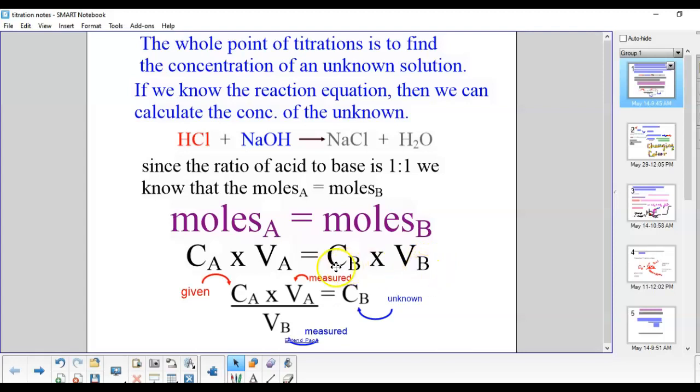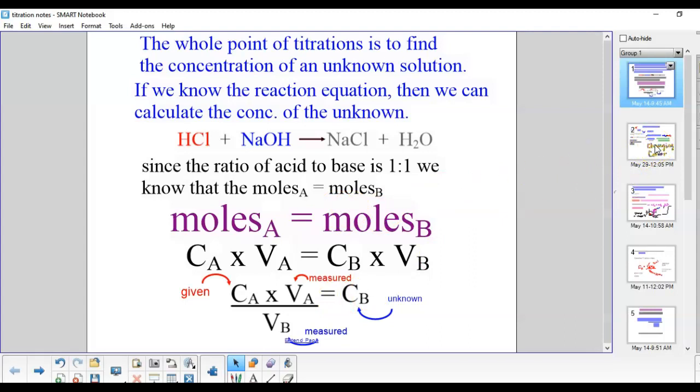Quite often we're interested in finding the concentration of one of the solutions, in this case a base. Divide by the volume of the base. This is going to be given to you, and in a titration the two volumes are going to be measured. They're going to be measured in burettes, and you've seen some other videos on how to measure those. How does a titration actually work?